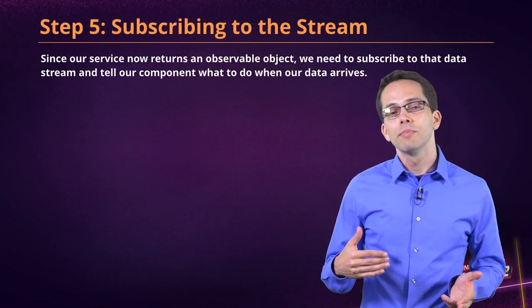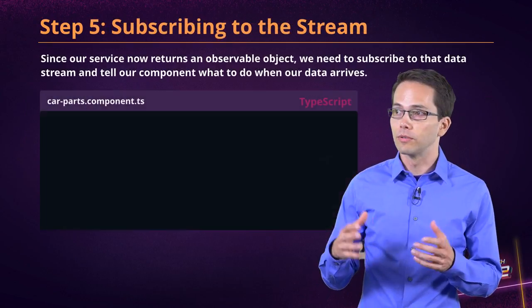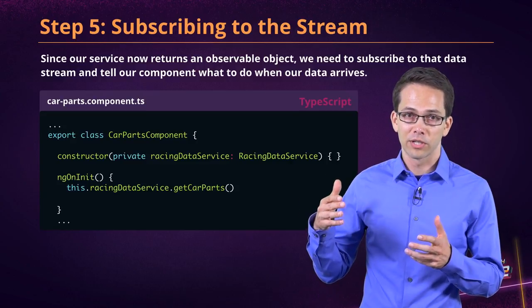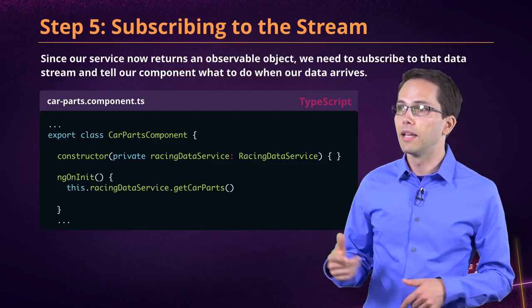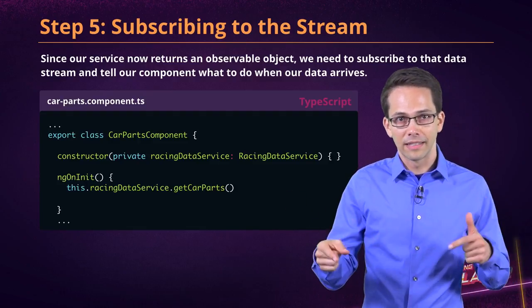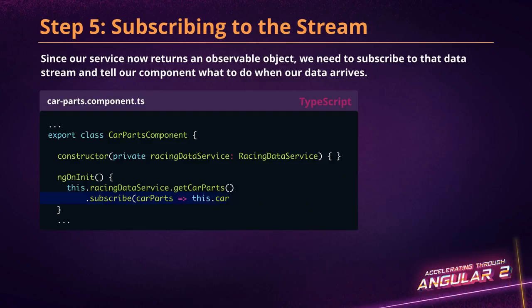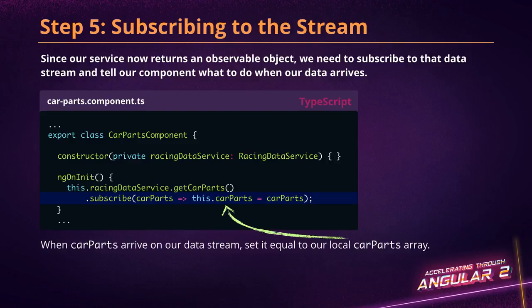Back in our car parts component file, we need to change some code because our service now returns an observable object, and we need to subscribe to that stream and tell our component what to do when that data arrives. So we'll write subscribe, and when our car parts arrive, we'll set this.carparts, our local car parts array, equal to the data that we receive.